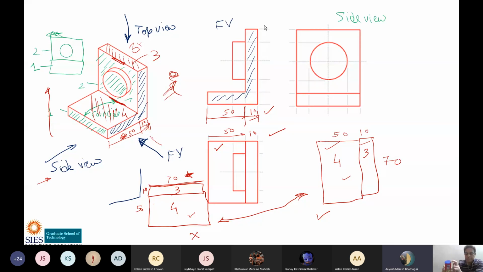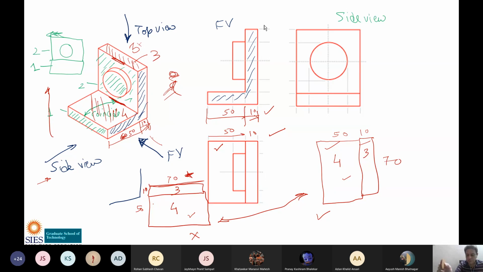Okay. So if you hold it like this, then the top view will be a circle and the front view will be a rectangle. But if you hold it like this, then the front view will be a circle because you are viewing it from here, and the top view will be a rectangle. Similarly, in this case, the front view is a circle and the side view.